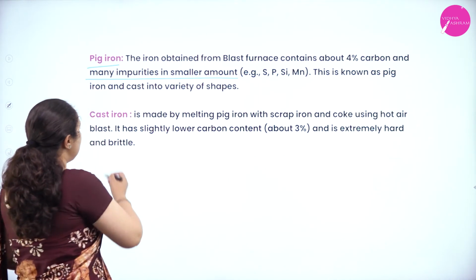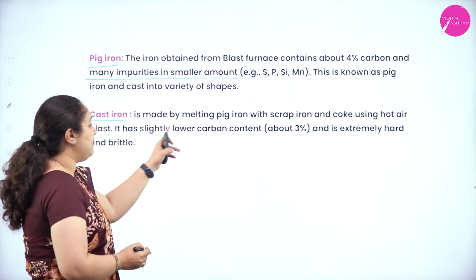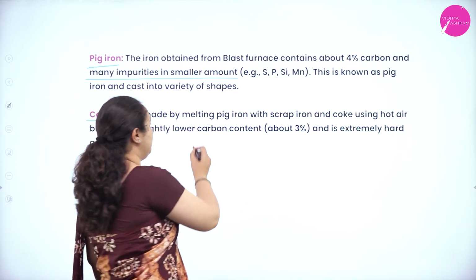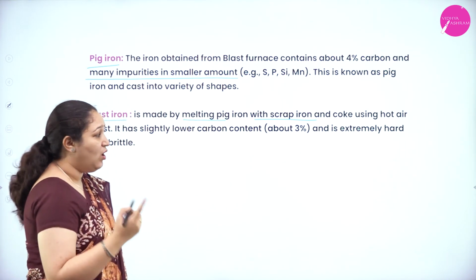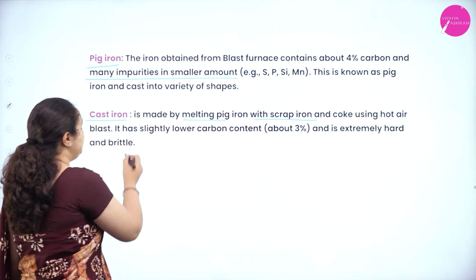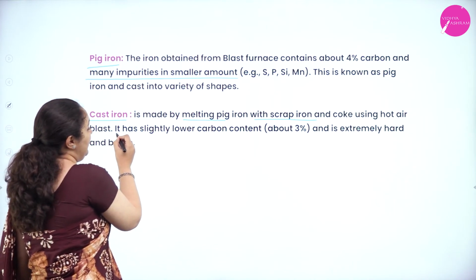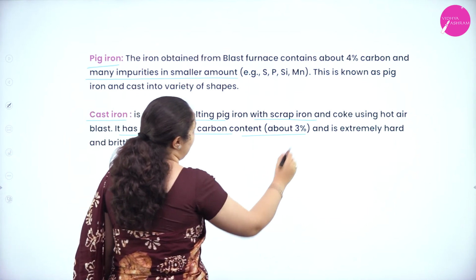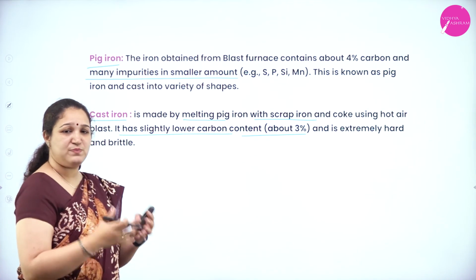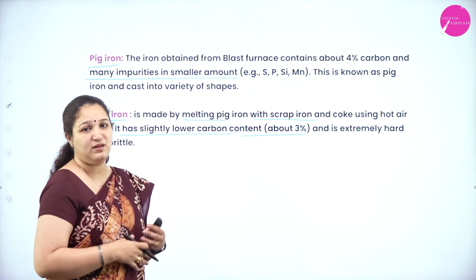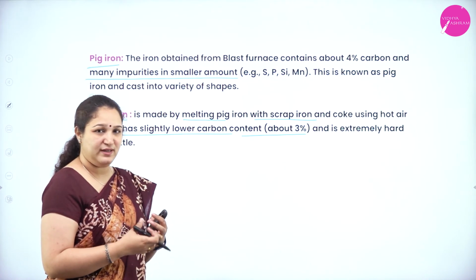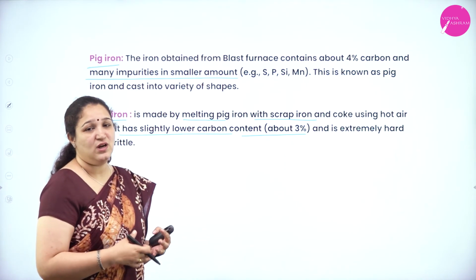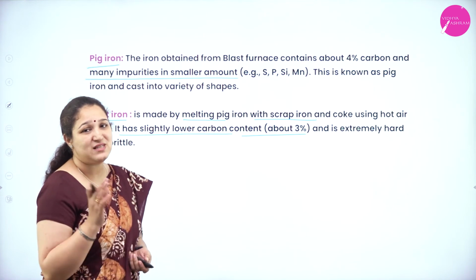Next is cast iron. It is made by melting pig iron with scrap iron and coke using a hot air blast. It has slightly lower carbon content, about 3%. So what we do is take pig iron, mix it with scrap iron, and again pass air through it, so that the carbon content in the iron is reduced to 3%, and we call it cast iron.